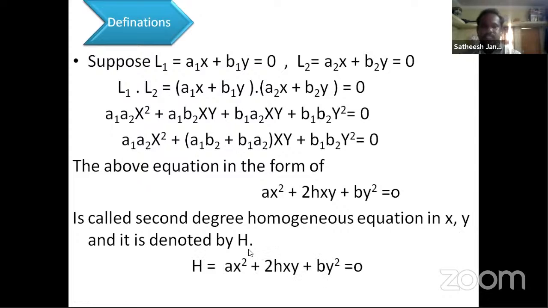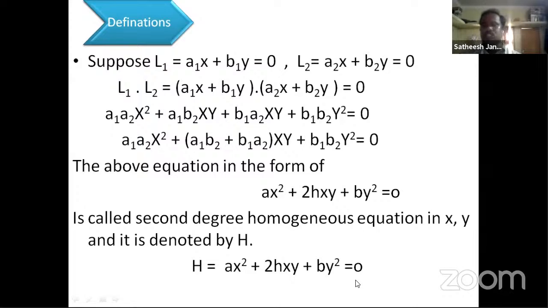And always it is denoted by h. H is equal to ax square plus 2hxy plus by square is equal to 0. Remember, h is equal to 0 is the product of any two lines which are passing through the origin. Always we call only h is equal to 0, not the complete equation.